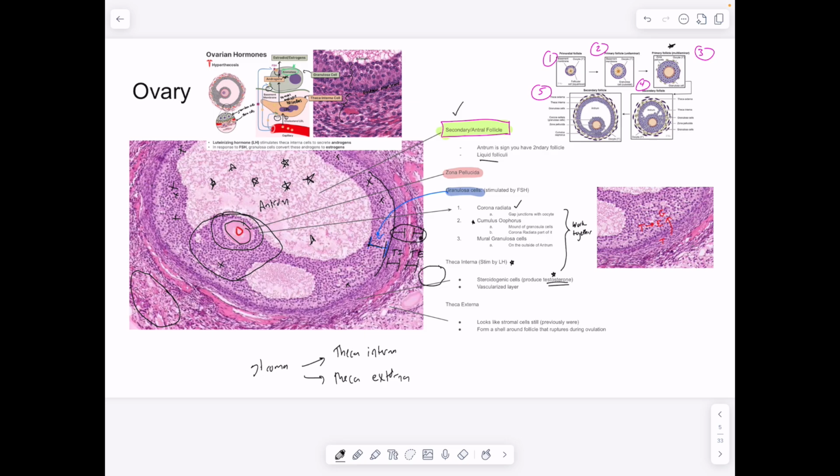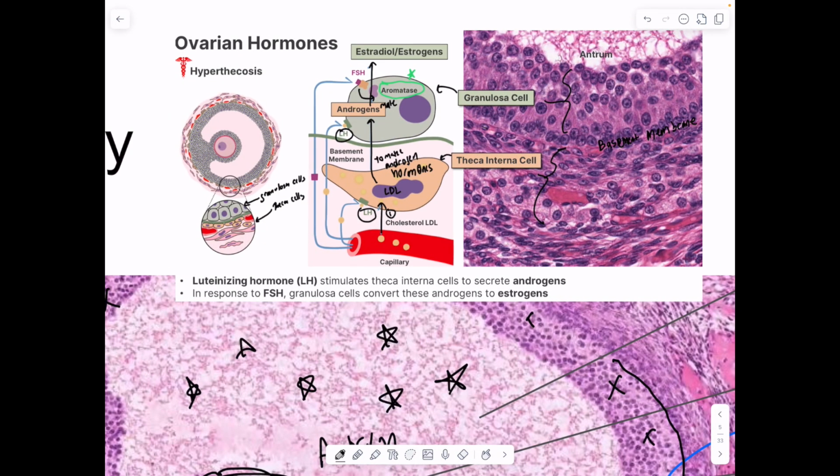All right, and so we have really a two-cell system here in the ovary. Our luteinizing hormone that's in the blood is going to bind to a receptor on our theca interna cells, which you can see here, and here are our granulosa cells. Binding to this luteinizing hormone receptor is going to mediate the uptake of cholesterol, which will then be converted through a series of chemical reaction steps by the theca interna cells into testosterone. So testosterone, aka an androgen, is going to be released into the blood.